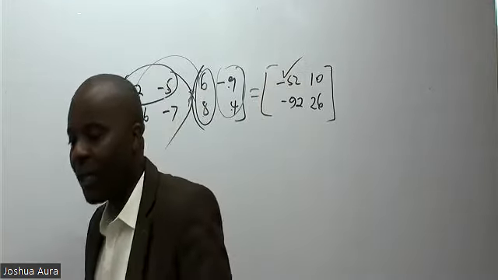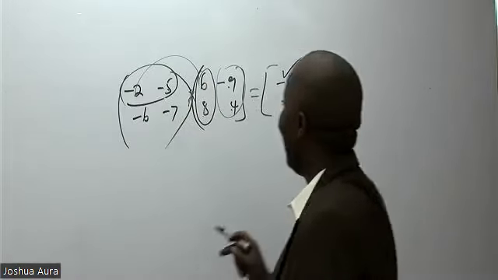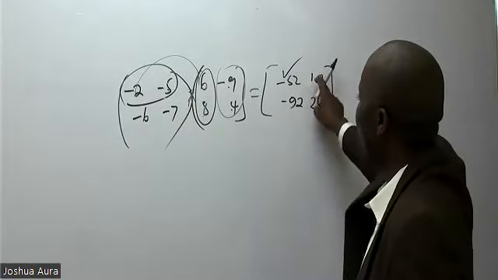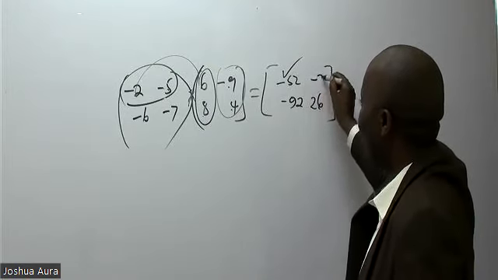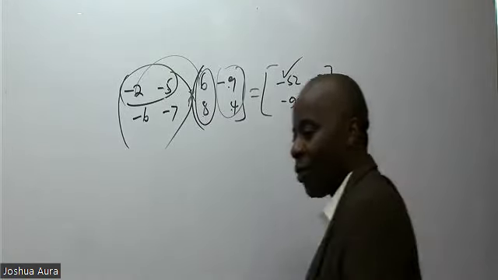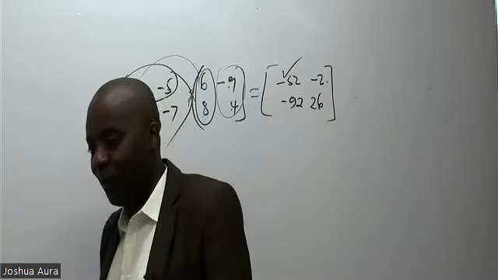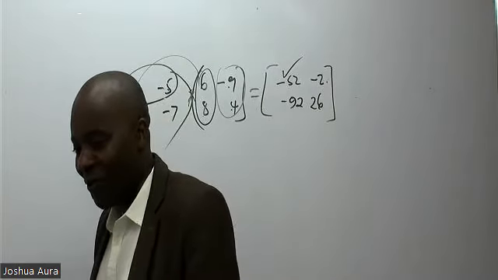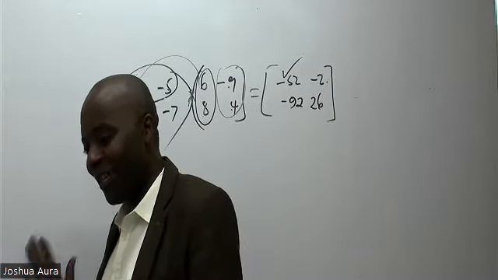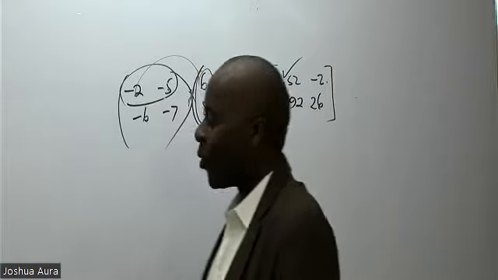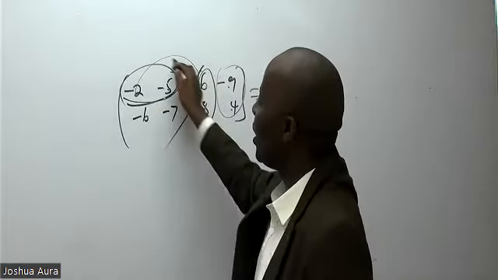The first one, ladies and gentlemen, is supposed to be -2. The second figure for the first row is supposed to be -2. Could you kindly confirm it's not -10? It's supposed to be -2. Right. So now we are through with the first row.